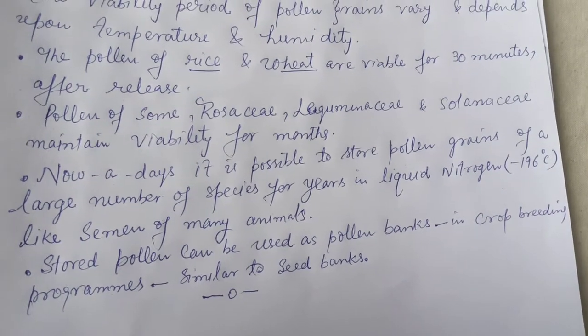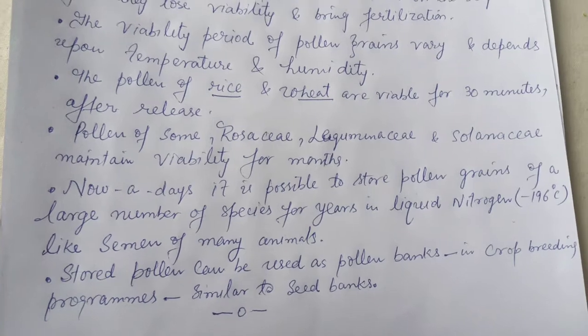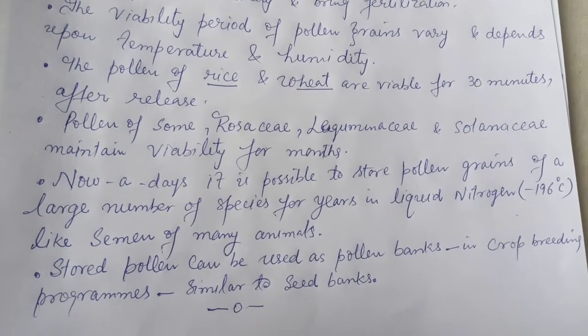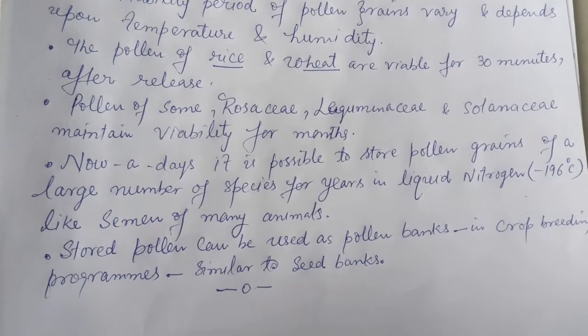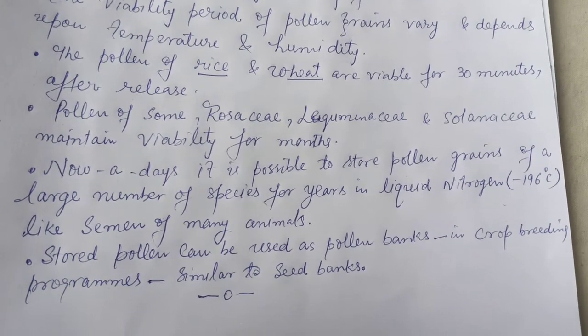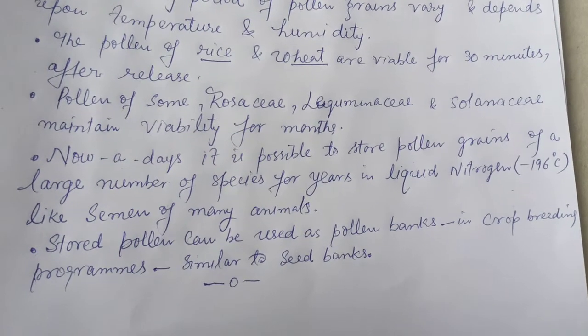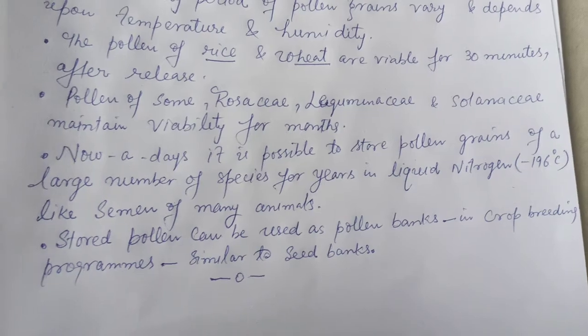Nowadays, it is possible to store pollen grains of a large number of species for years in liquid nitrogen, like the semen of many animals, to bring about artificial insemination in animals. And stored pollen can be used as pollen banks in crop breeding programs, similar to seed banks.